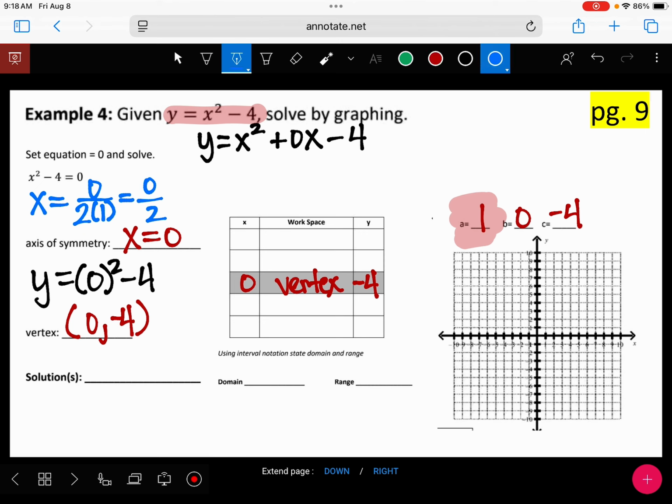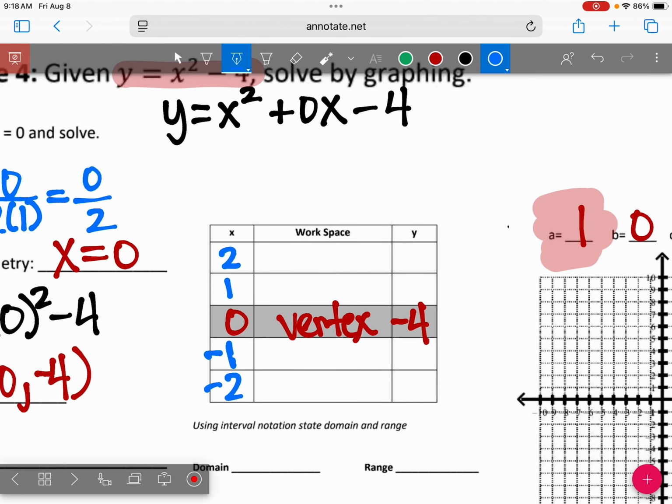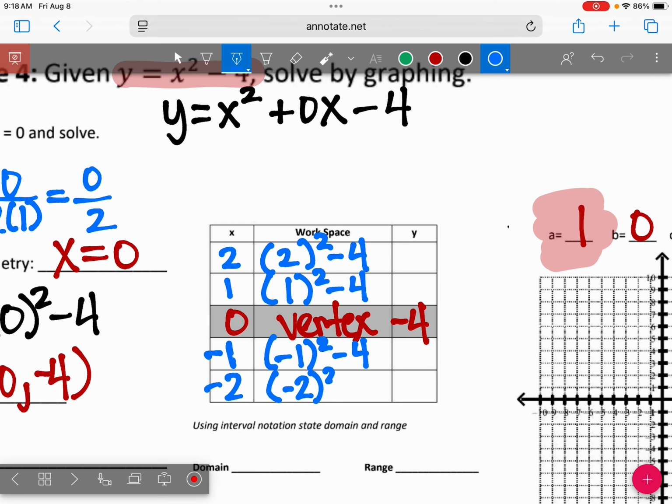All right, so let's go ahead and put in our other numbers. When we type it in, these go kind of fast because it's just one number squared minus 4. So you're going to put in 2 squared minus 4, and then 1 squared minus 4, -1 squared minus 4, and -2 squared minus 4.